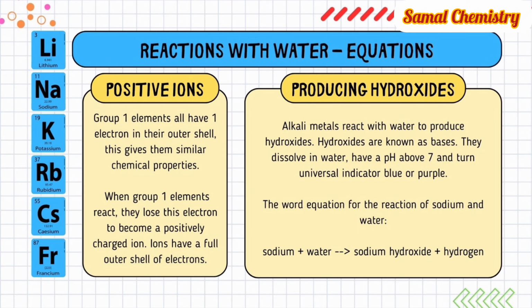When alkali metals react with water, they produce hydroxides. Hydroxides are known as bases. They dissolve in water, have a pH above 7, and they turn universal indicator blue or purple. Word equation for the reaction of sodium with water: sodium plus water, sodium hydroxide plus hydrogen.